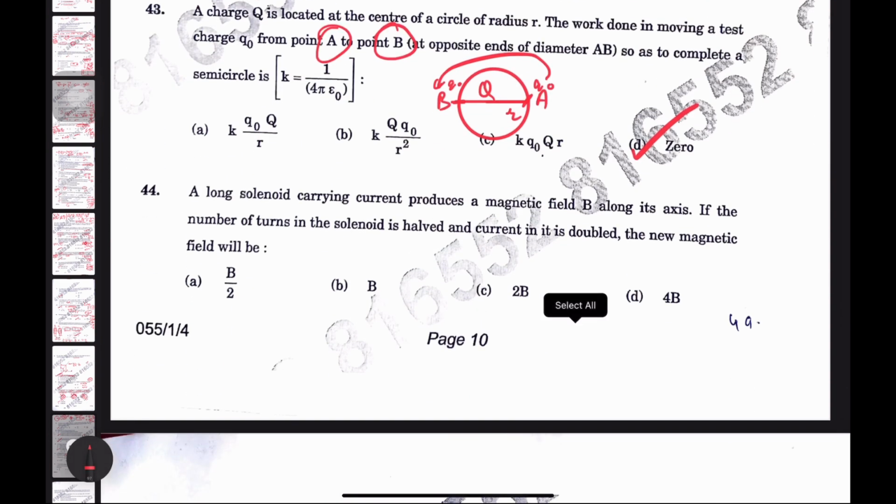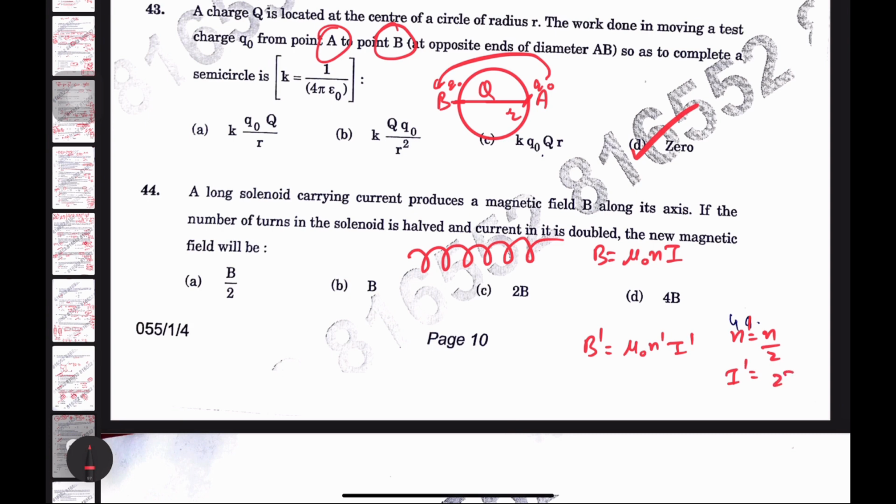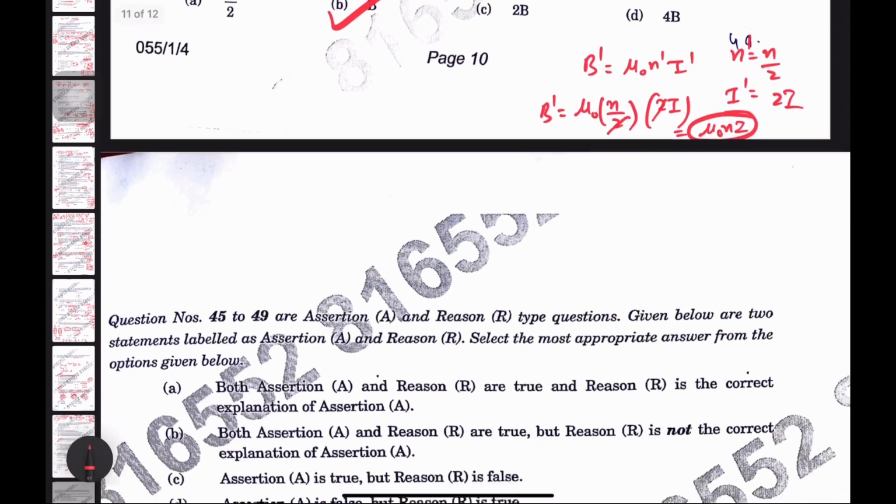Then a long solenoid carrying a current produces a magnetic field B along its axis. If the number of turns in the solenoid is halved, what happens? For a solenoid, B is equal to mu naught Ni. Now what will be B dash if the number of turns is halved? B dash is mu naught N dash I dash, where N dash is equal to N by 2 and I dash is equal to 2I. See, the number of turns in the solenoid is halved and the current is doubled. So B dash is equal to mu naught N by 2 into 2I, and cancelling 2, the formula is again mu naught Ni. It is the same, so there is no change. It will remain B. So B is the correct option.